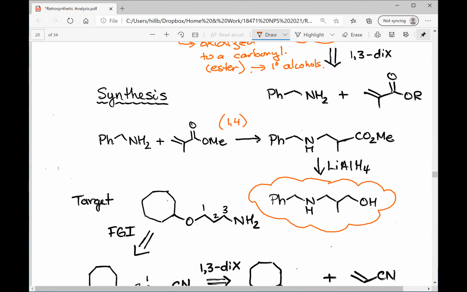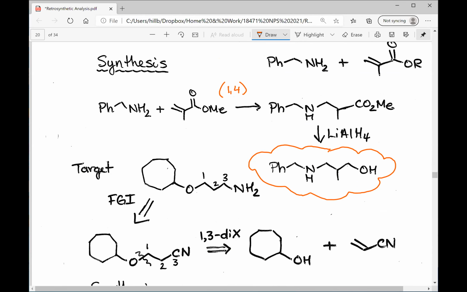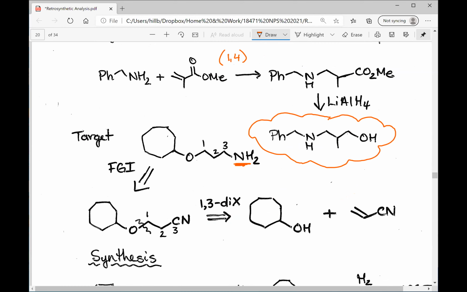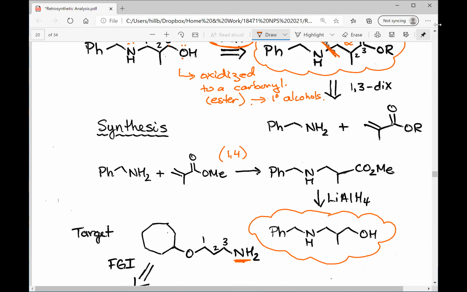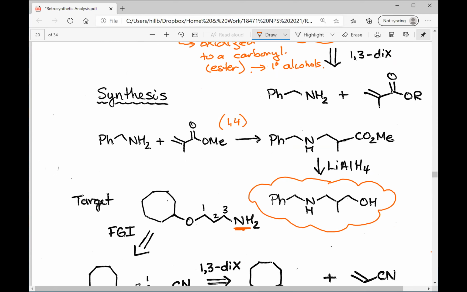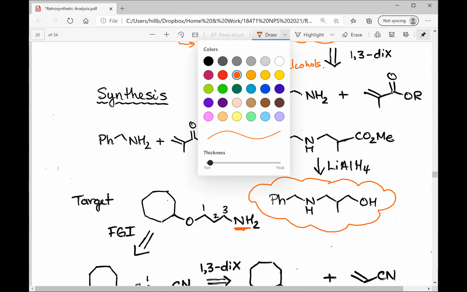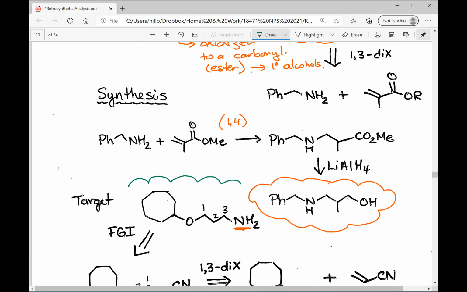All right, let's look at this one. Primary amine, and let's actually hide this for a second. On this molecule here, which we will highlight in green, we've got 2 functional groups that are important. One is the ether. The second is the amine.